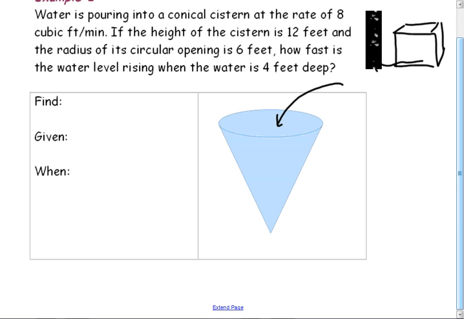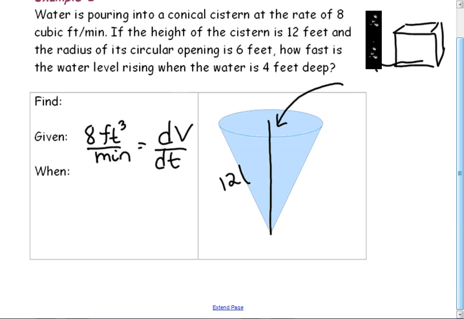So you've got water going in, and it says it's coming in at 8 cubic feet per minute. That tells me a lot. What is that the change in? Cubic feet. It's volume, right? And it says the height is 12 feet, so this height here is 12. The radius of the opening is 6 feet. How fast is the water level rising?